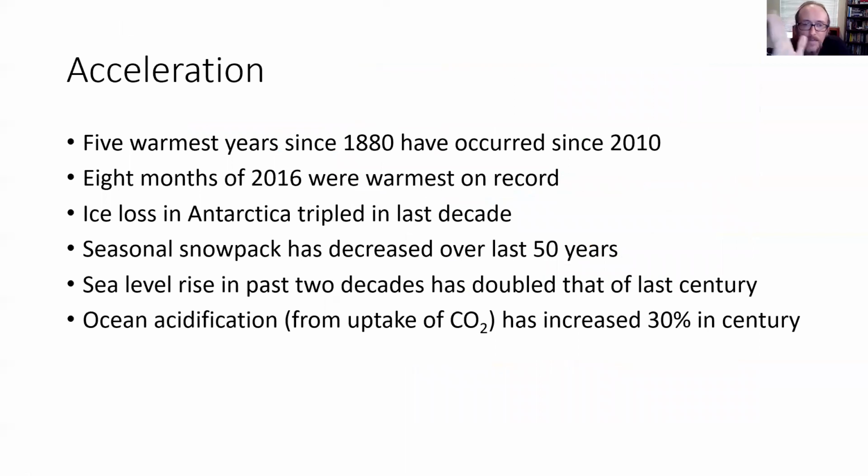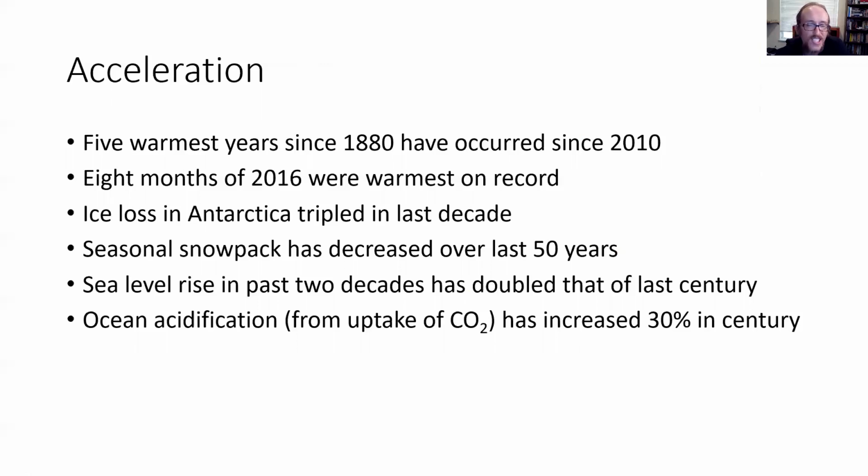So now let's put the graphs aside and let's talk about some changes that we've seen. The 5 warmest years since 1880 have occurred since 2010. The first 8 months of 2016 were the warmest on record at the time that this was created. I created this slideshow a couple of months ago, but it's the same. The ice loss in Antarctica has tripled in the last decade. The seasonal snowpack has decreased over the last 50 years. So for example, snowpack in the Rocky Mountains, snowpack in the Himalayas, etc. Sea level rise in the past 2 decades has doubled that of the last century.